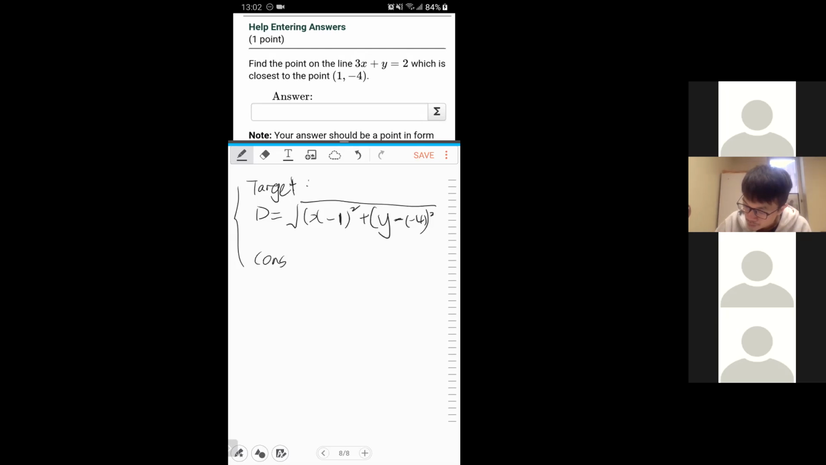Okay. What about the constraint? So you want to find a relation between x and y, and that's already given in the question. The question says that 3x plus y has to be 2. So 3x plus y equals 2. Is it okay?